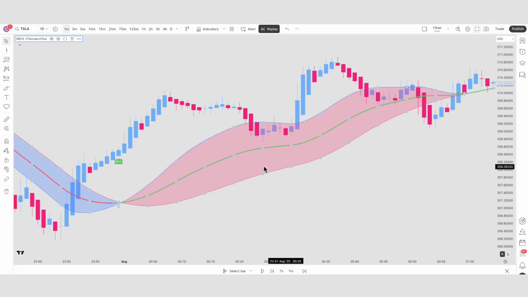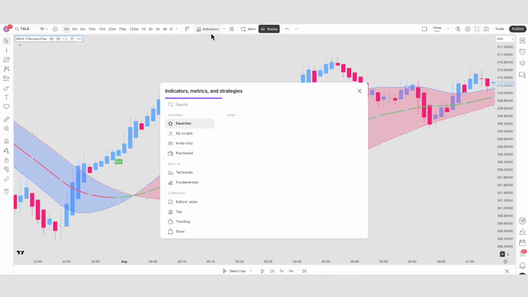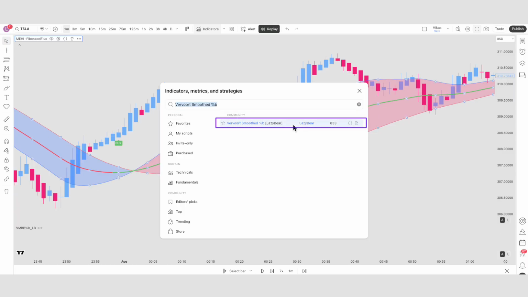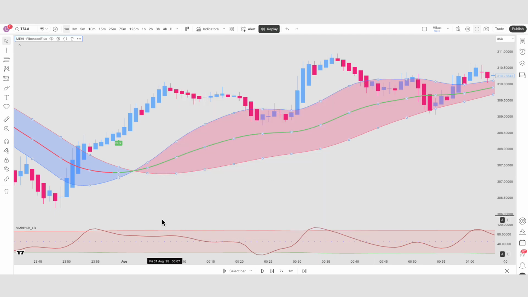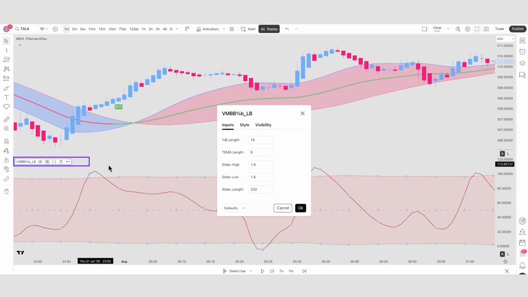Now we'll add one more indicator to make this strategy more powerful. Let's go to the Indicator Search tab, search Vervoort Smoothed, and select this one called Vervoort Smoothed Indicator, created by Lazy Bear. Now let's access the settings of this indicator so we can modify it to suit our strategy.